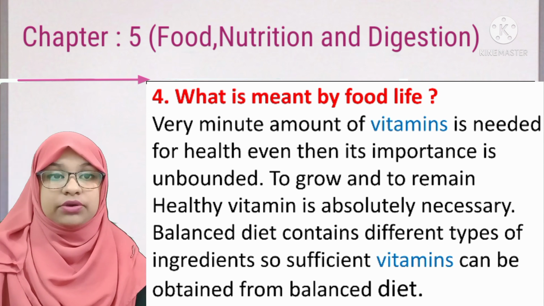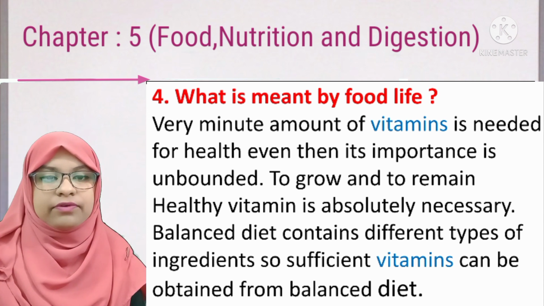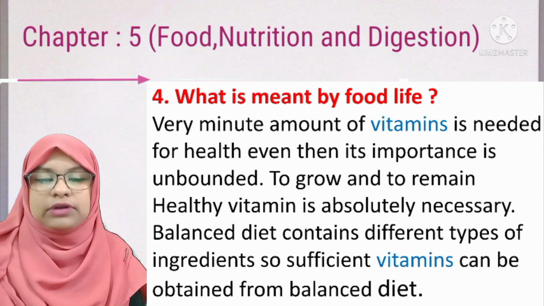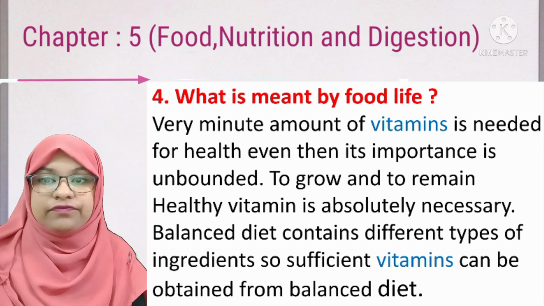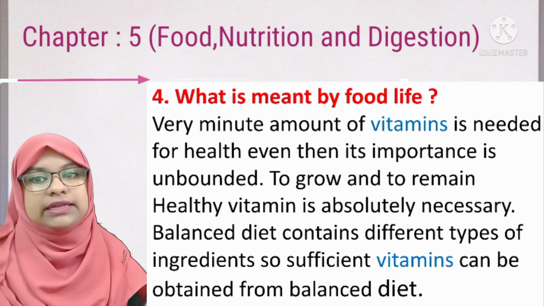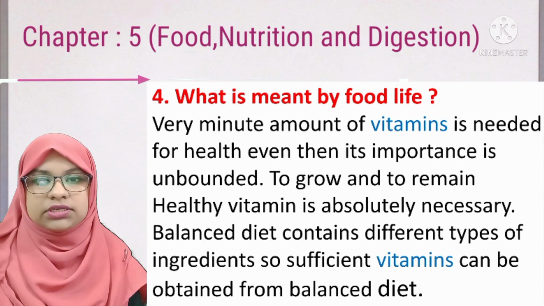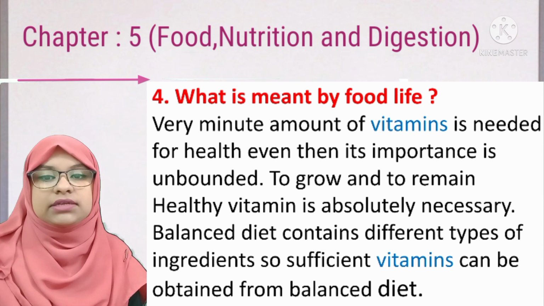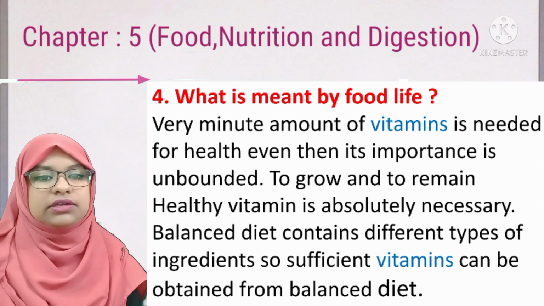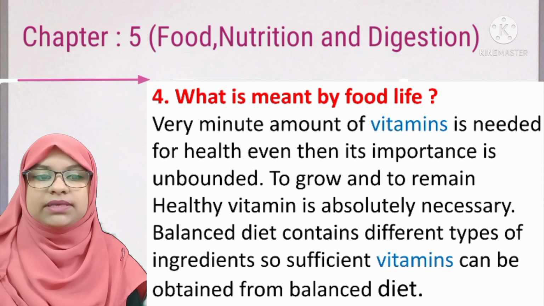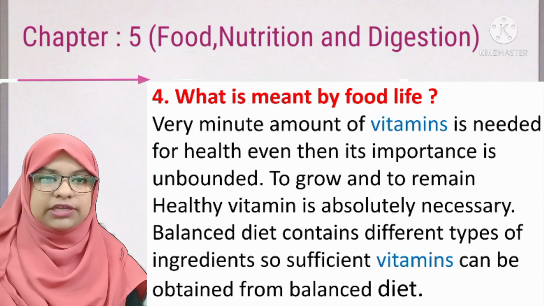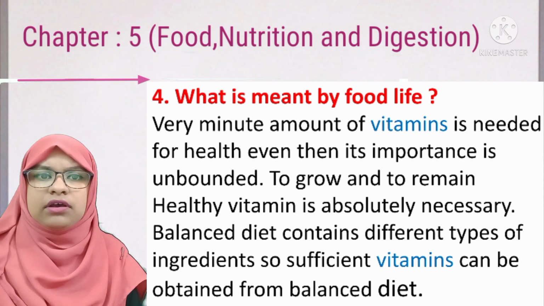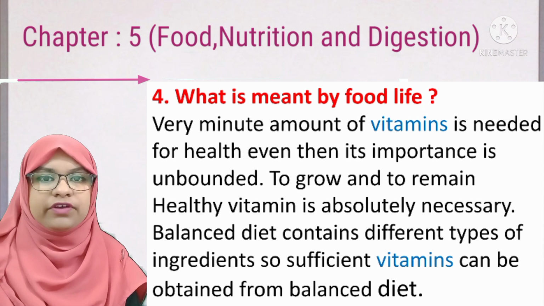Our fourth understanding question, what is meant by food life? In a word, we can say that vitamin is the food life. A very minute amount of vitamins is needed for health, even so its importance is unbounded. To grow and to remain healthy, vitamin is absolutely necessary. A balanced diet contains different types of ingredients, so sufficient vitamins can be obtained from a balanced diet. And there are many kinds of vitamins: water soluble vitamins and fat soluble vitamins.